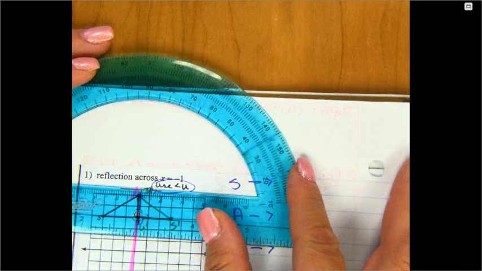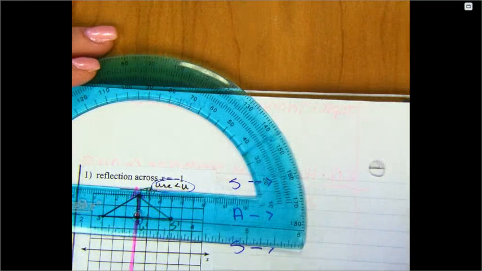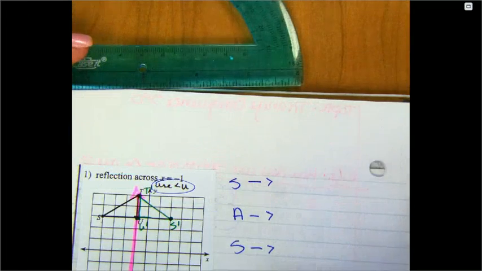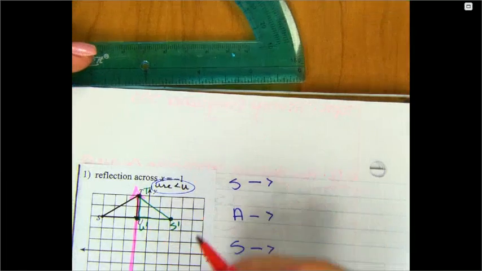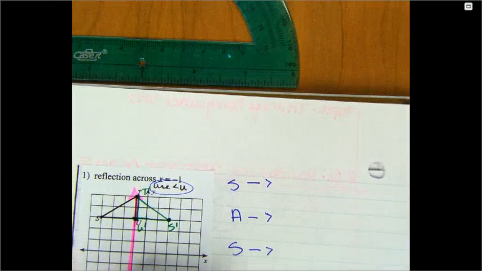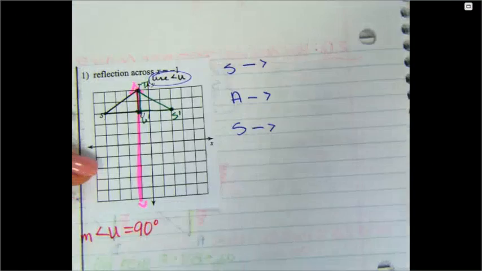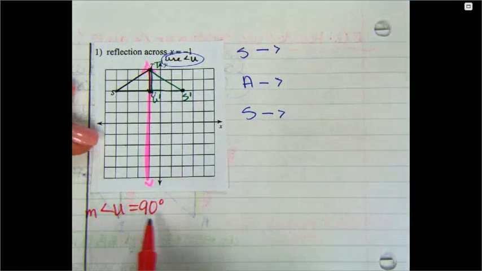Where is it pointing? 90 what? Degrees, 90 degrees. So we can say that this angle right here, if I can grab my pen, angle U is equal to 90 degrees. The measure of angle U is 90 degrees. So it looks like that, okay? So the measure of angle U is 90 degrees.